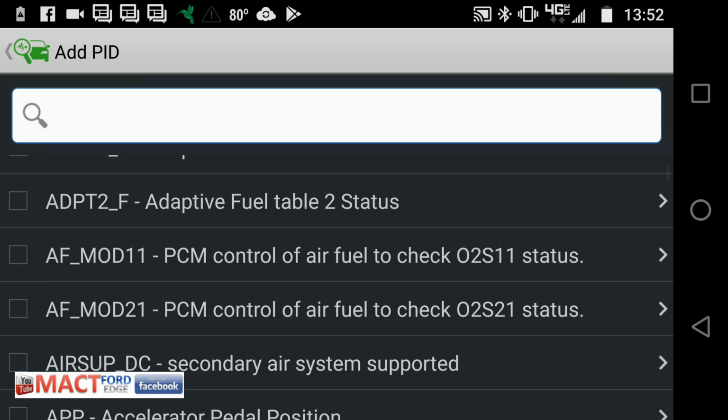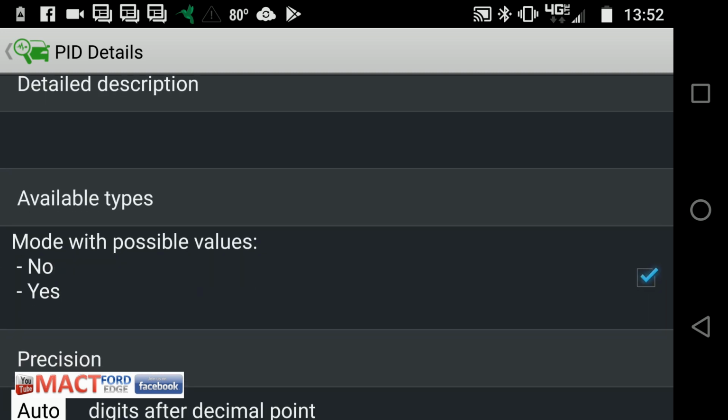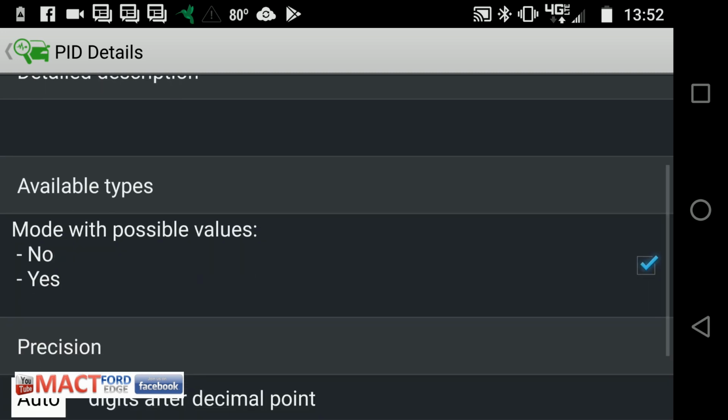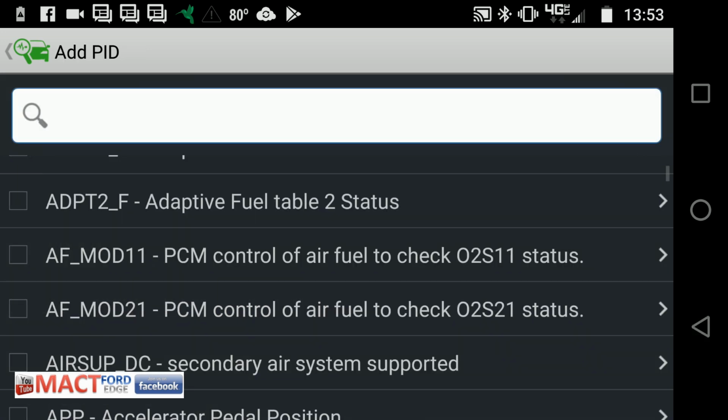And let's see, we have our AF Mod 11, PCM control of air fuel to check O2S11 status. Detailed description, not much there. Basically, it's going to tell you whether or not your O2s are working very good or not, and you're going to get a yes or a no on that. So not much detailed information you're going to get for this one.